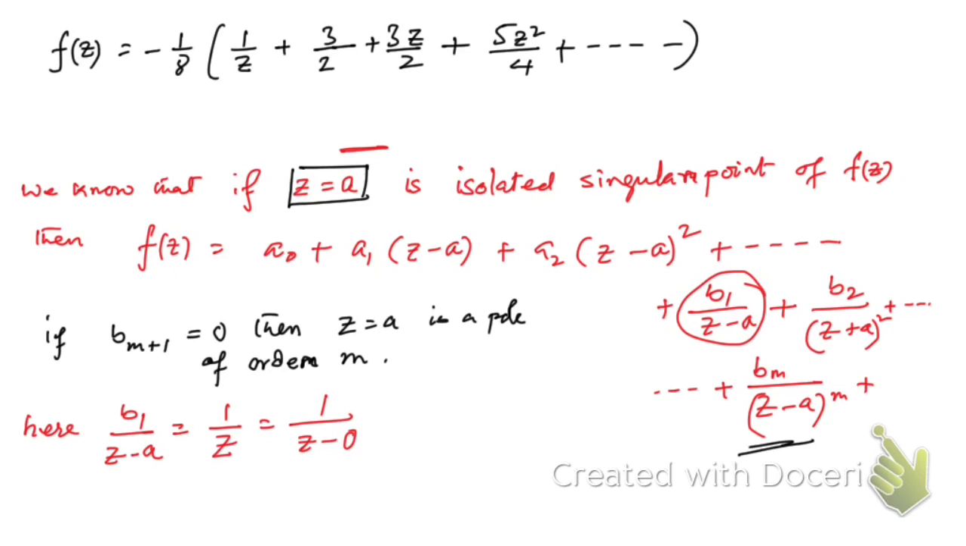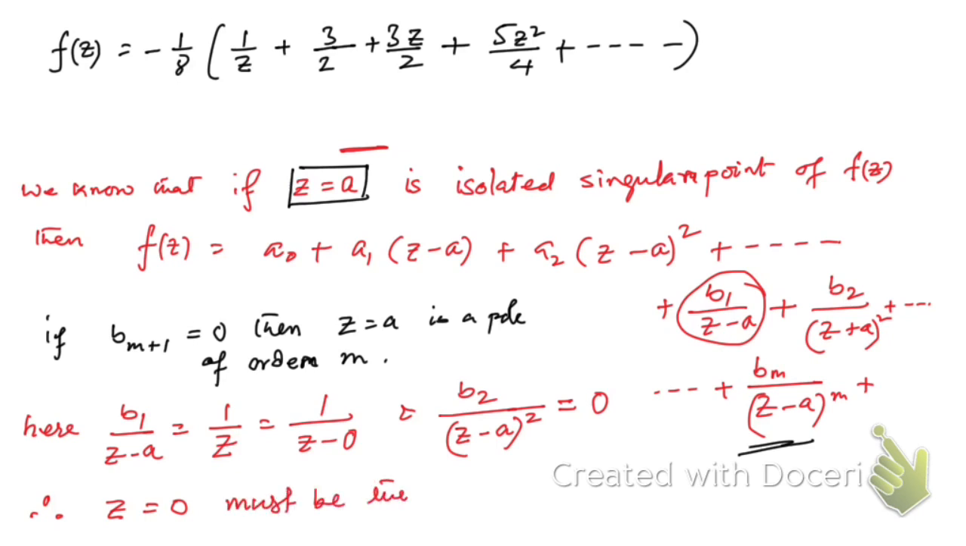z minus 0. And here this b2 by z minus a, this term is missing. This z minus a whole square term is missing. That means here b2 is equal to 0. Here we can say this term is 0. Therefore z minus a, which is z minus 0, therefore z is equal to 0 must be the pole of order 1, right? That must be a pole of order 1.